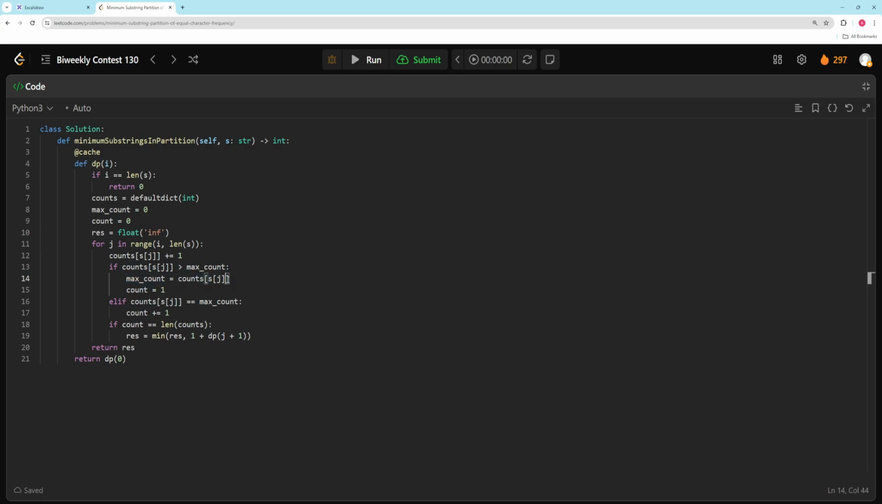You could alternatively, every single time, check if the count of every letter is the same, but that's going to be a little bit slower. That's O of 26, where this is O of 1. So it'll still probably pass. Anyway, then you basically just check: if all my letters have the same count, then I can recurse. If I recurse, it'll just be one substring plus DP of the index to where it recurses. So pretty straightforward.